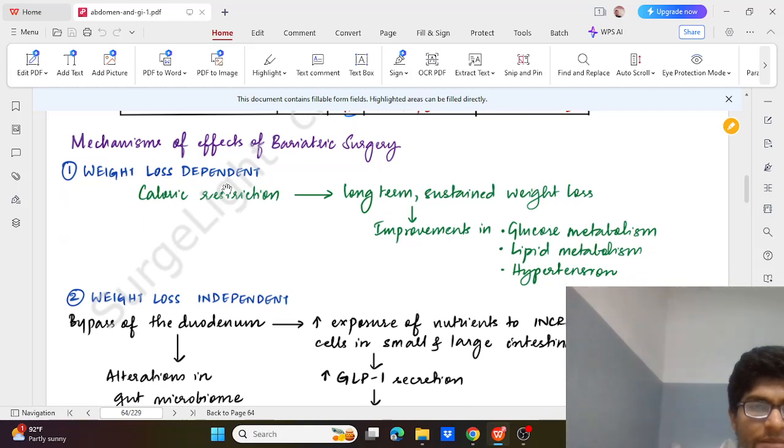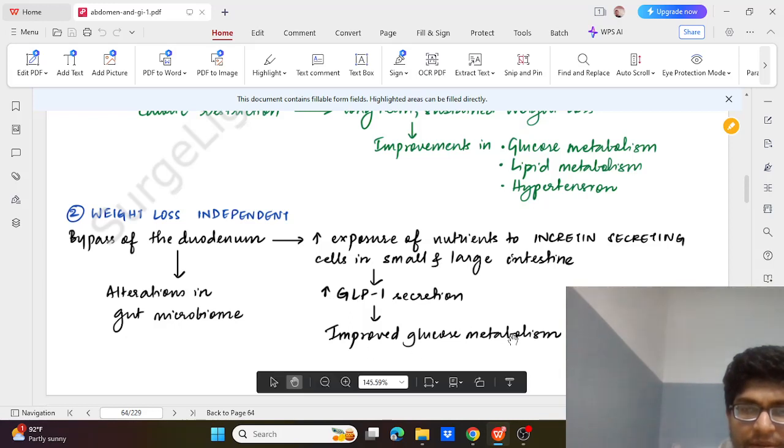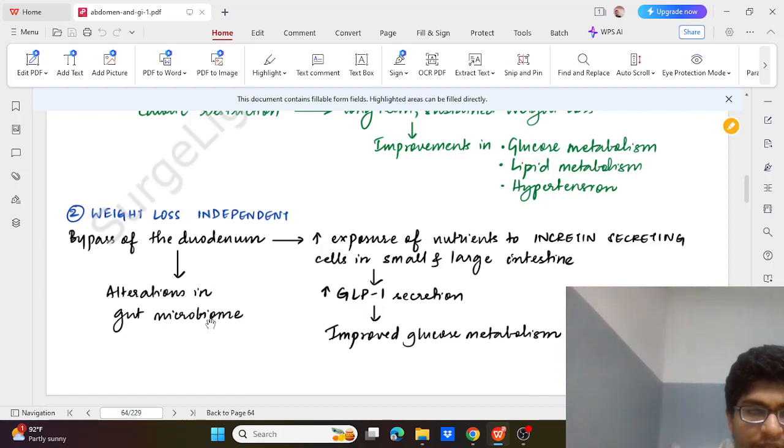Then what is the mechanism for these effects in bariatric surgery? Weight loss dependent, that is caloric restriction causing long-term sustained weight loss, improvement in glucose metabolism and lipid metabolism. Then weight loss independent: bypass of duodenum, so there will be increase in exposure of nutrients to incretin secreting cells in small and large intestine, increase in GLP-1 secretion, improved glucose metabolism, alteration in gut microbiome. So these are weight loss independent.